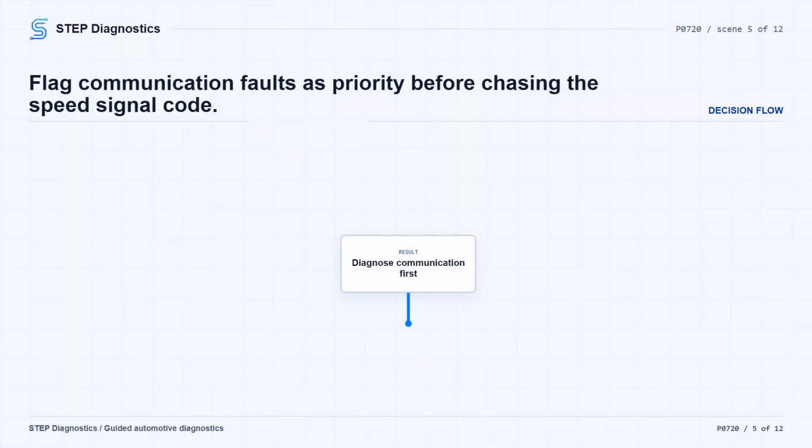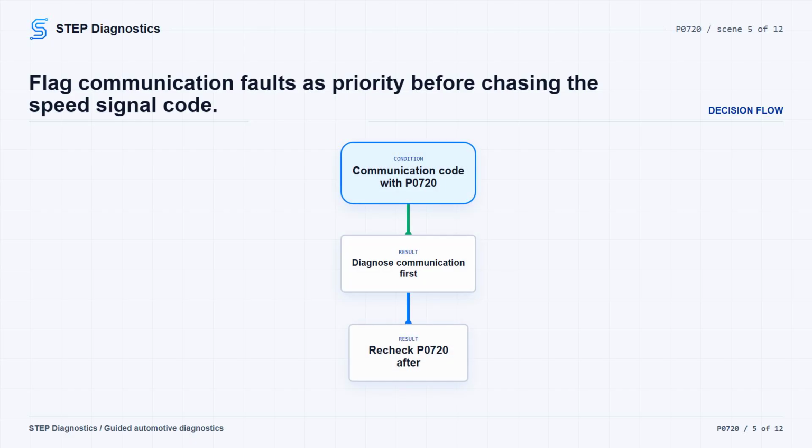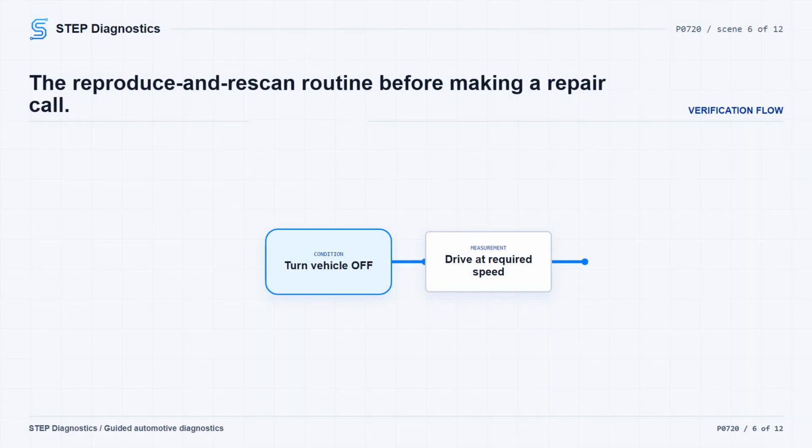One important shortcut here. If communication codes are stored at the same time as P0720, diagnose the communication problem first, then come back and recheck for P0720. A bad or missing network message can make a speed signal plausibility code look like a sensor or module fault when it is not. Once the preliminary code checks are clear, verify the problem.